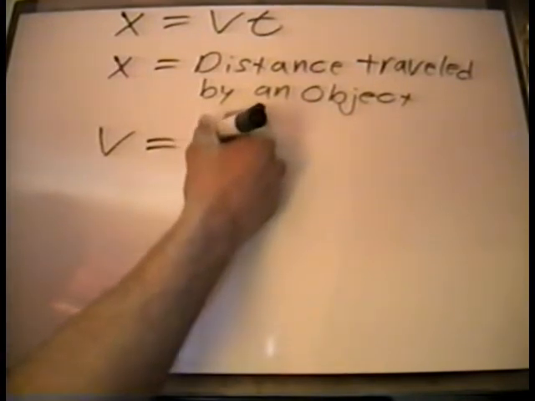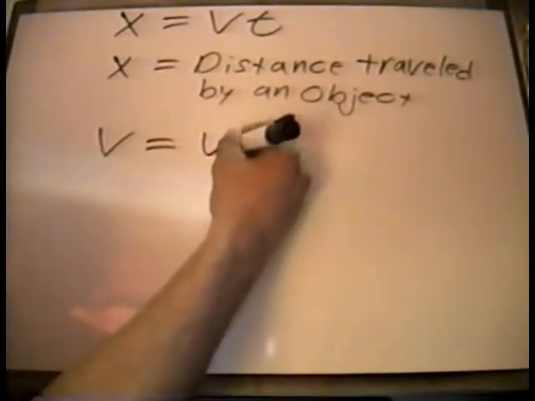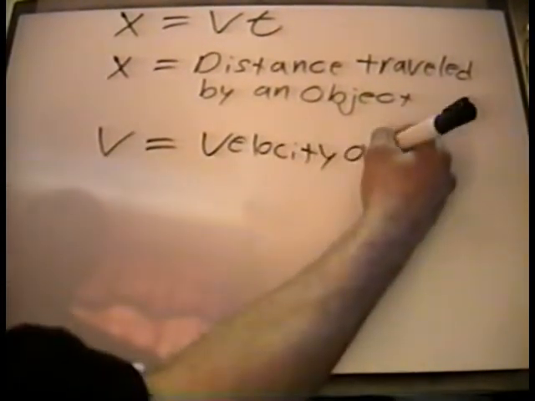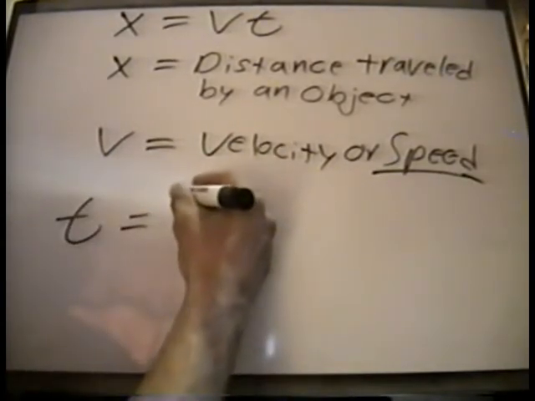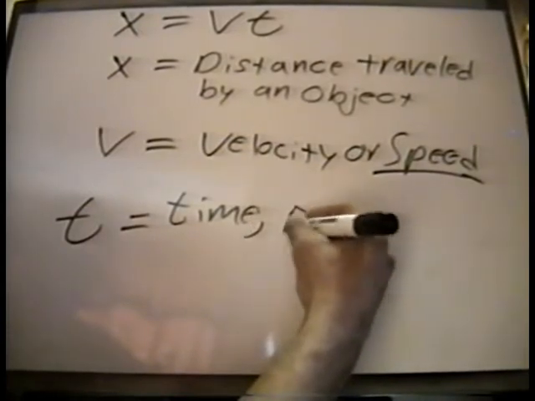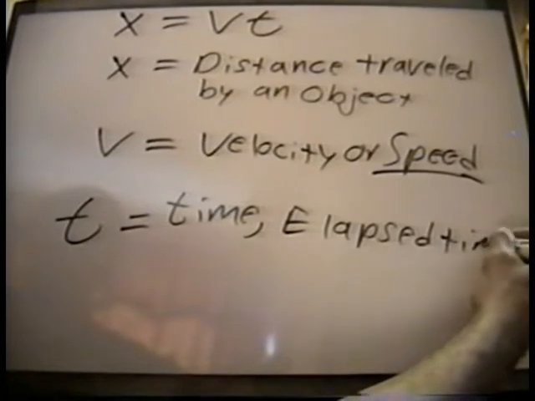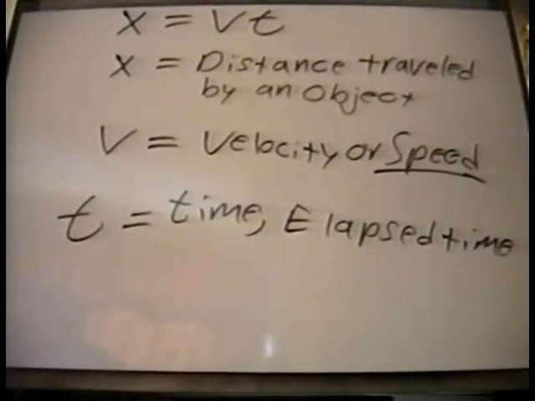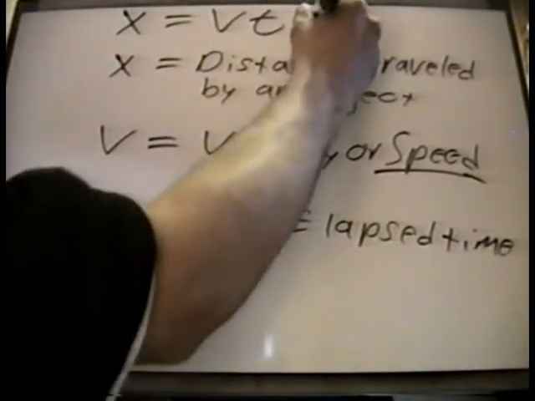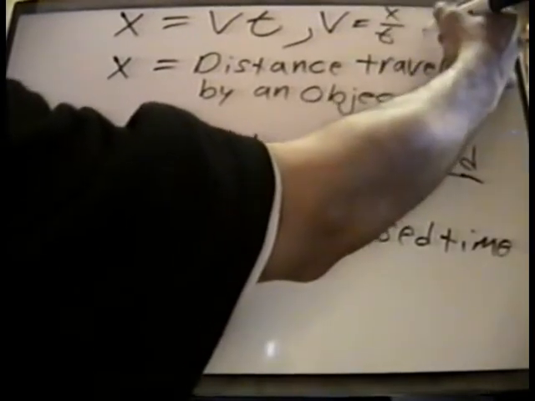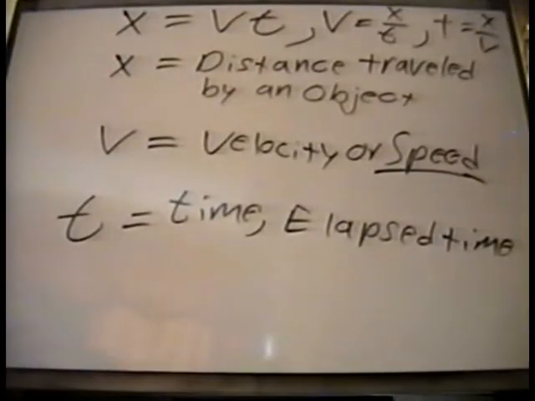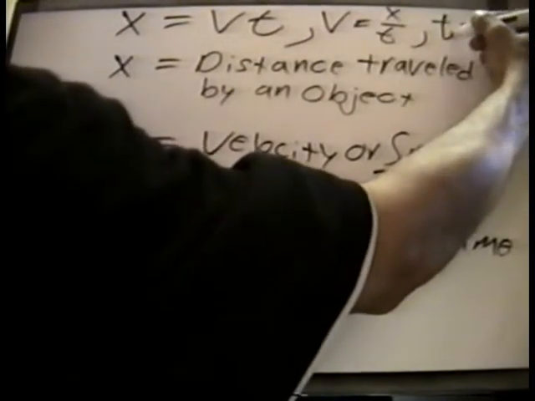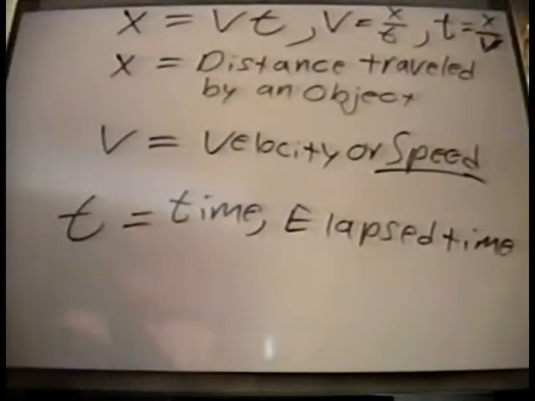V is, we call that the average velocity, or speed. Speed, okay? T is called the time, or elapsed time. Which is time, okay? Now x equals v by t. Okay, and v equals x over t. Okay, and t equals x over v.